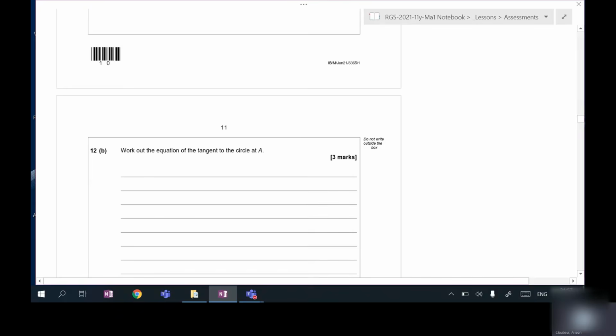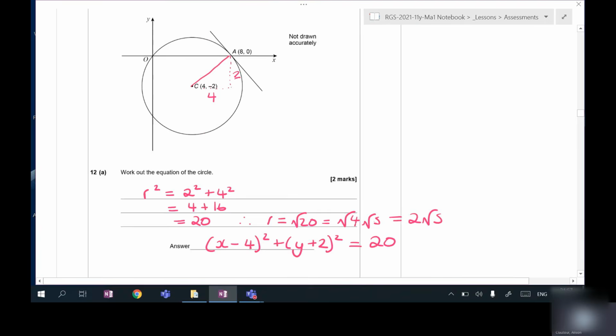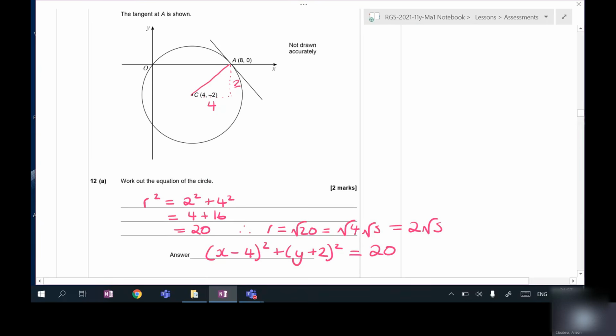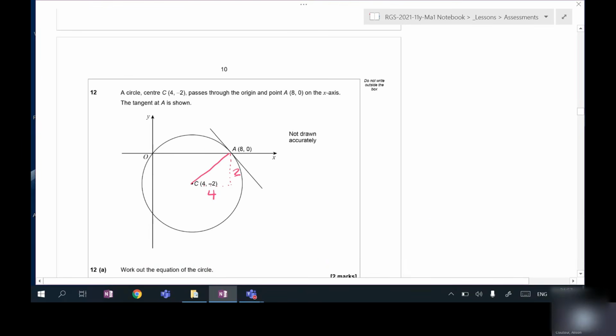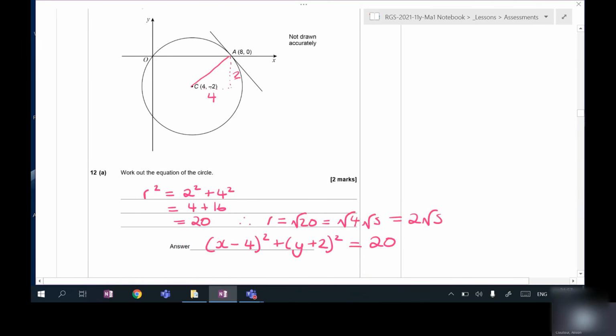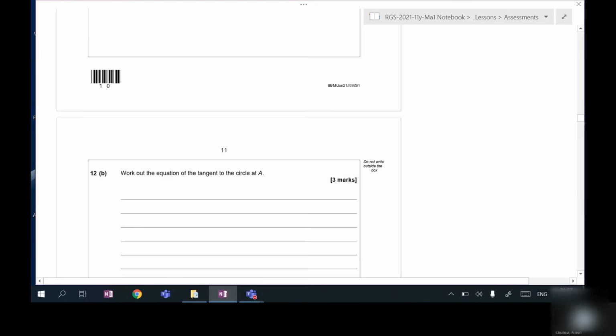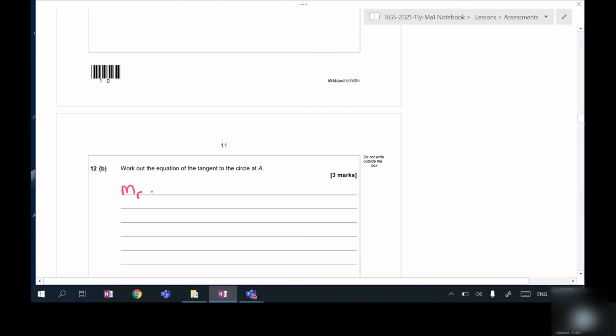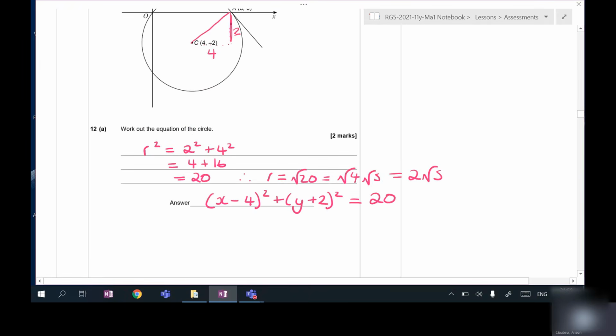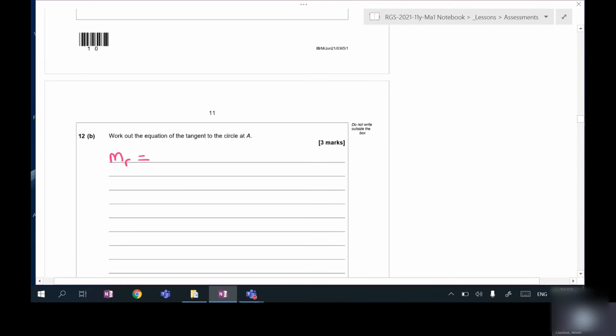For part B, we want the equation of the tangent to the circle at A. So this part could be a GCSE question. We need the gradient. We don't have the gradient, but we can work out the gradient of the radius. We've just made that little triangle. It's 4 across and 2 up. So if I work out my radius gradient, I'm going to do my 2 up divided by my 4 along. So that gradient is a half.